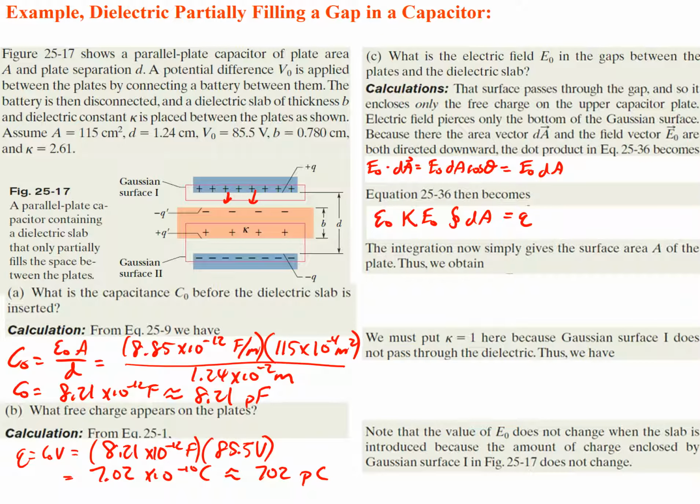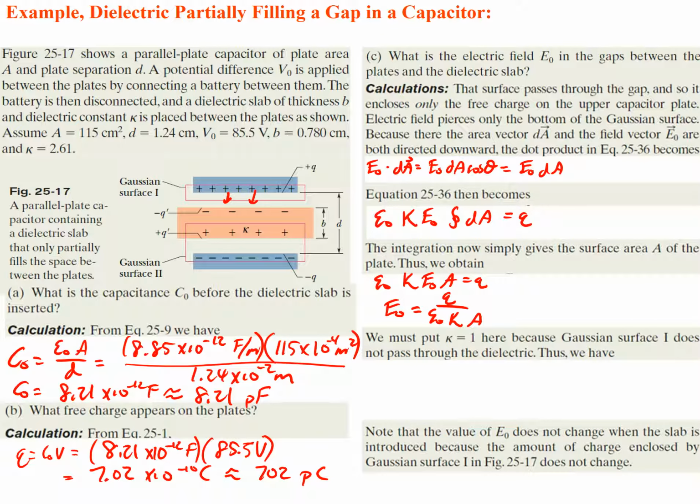Now if we do the integration, we just get A for the area. Right? So this is just going to be epsilon naught times kappa E naught times A is equal to Q. Therefore, when I solve for our electric field, it is just going to be Q divided by epsilon naught kappa times A. Okay. Well, now we must put a kappa of 1 in here because the Gaussian surface, this first one, doesn't pass through the dielectric. Thus, there's going to be no dielectric constant that we need to worry about.